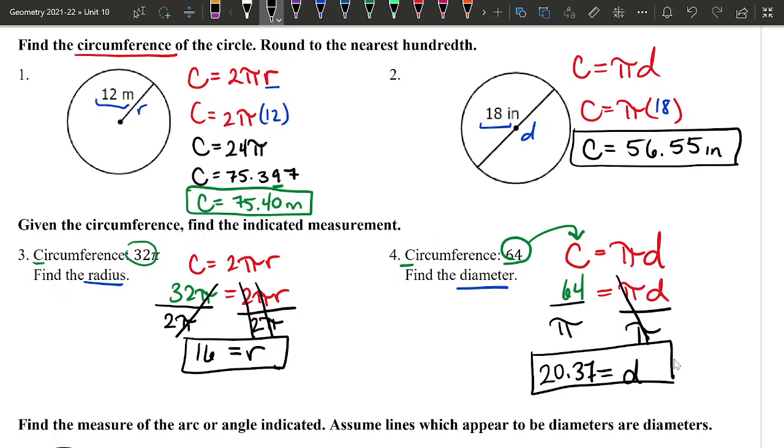All right, so that is circumference using the circumference formula. If you have not already written that at the bottom of your formula sheet, you should definitely do that.